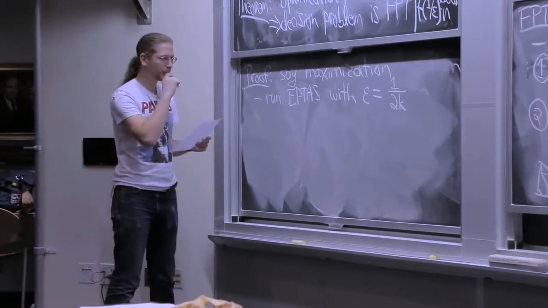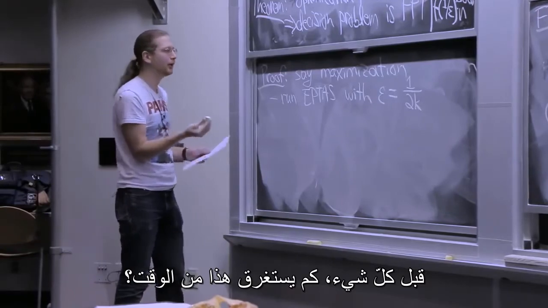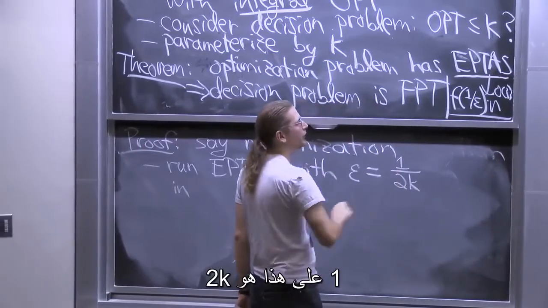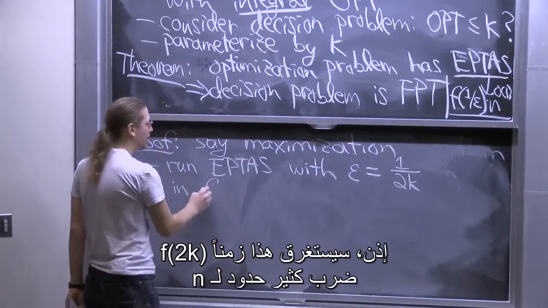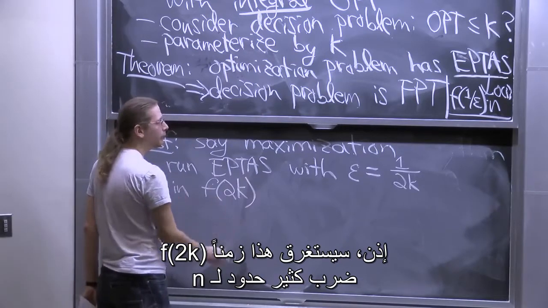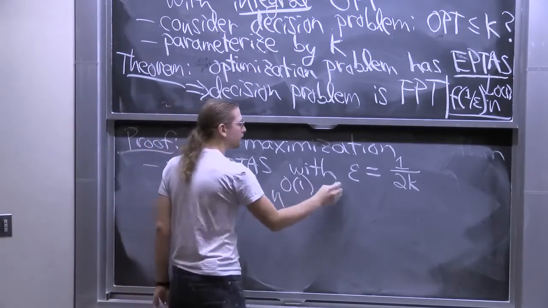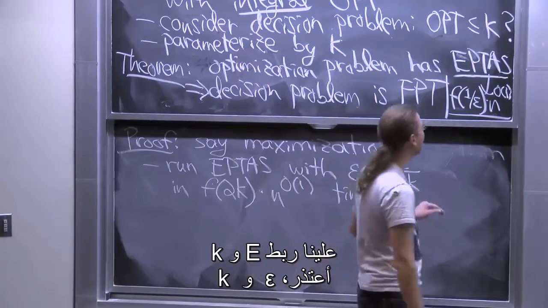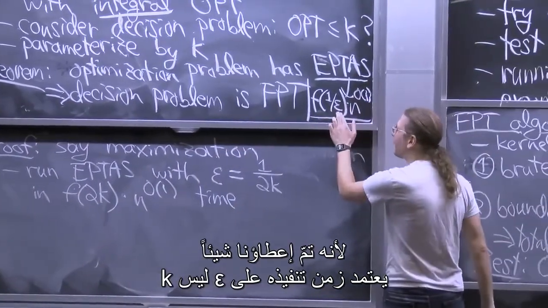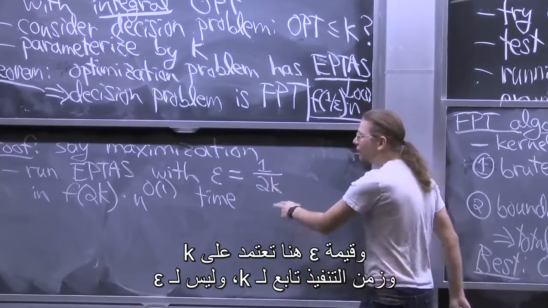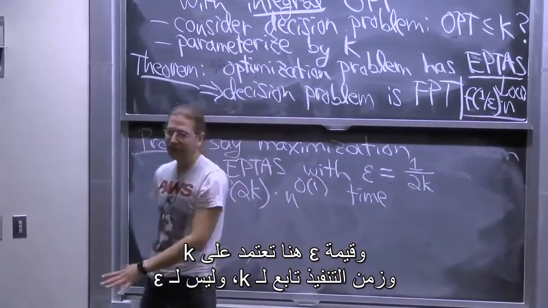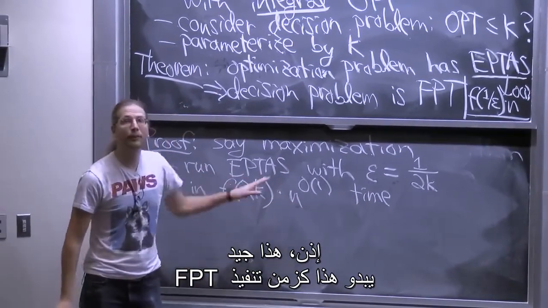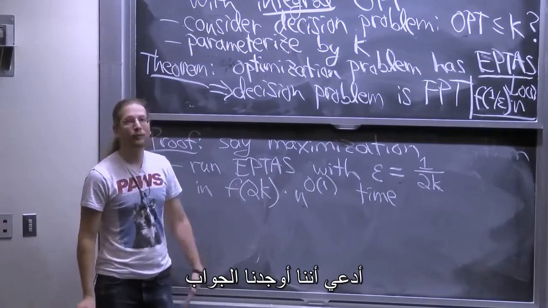So why? First of all, how much time does this take? Well, we were given this running time. 1 over this is 2k, so this is going to take f of 2k time times polynomial in n. We need to connect epsilon and k because we're given something whose running time depends on epsilon, not k. Now we're setting epsilon in terms of k, so now the running time is a function of k, not epsilon, and then times n. So this is good. This looks like an FPT running time. I claim we've found the answer.